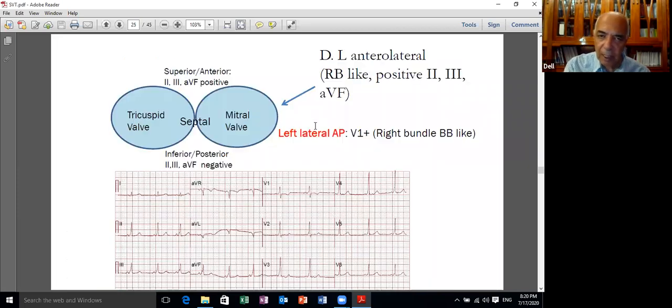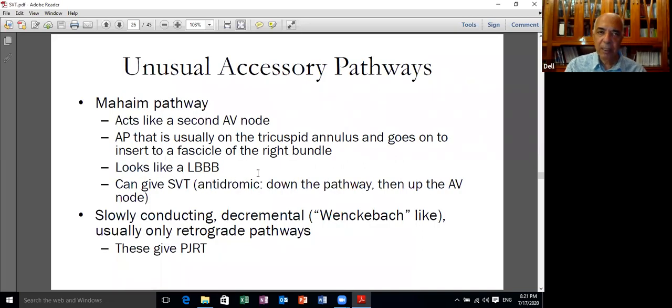Now this will be amplified here. This is the mitral valve, this is the tricuspid valve, and the accessory pathway here is located in this area. So if it's located in this area, it will be moving towards this side, away from AVL, so it will be negative in AVL. At the same time, it's slightly anterior, so it will be positive in the inferior leads. And since it is on the left side of the heart, it will produce a right bundle branch morphology. So the correct answer here would be a left anterolateral location for the accessory pathway.